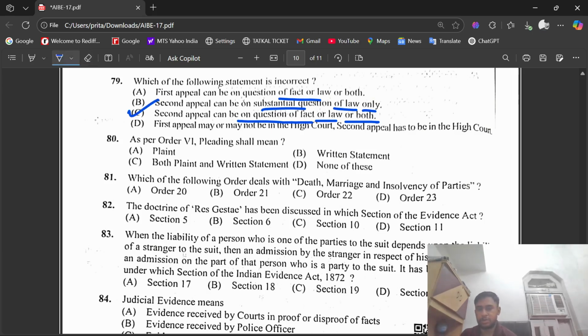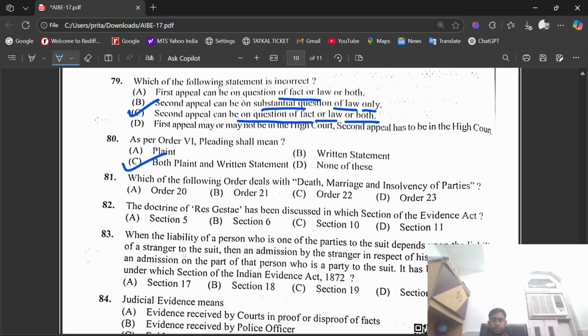The next question is question number 80. As per Order 6, pleading shall mean: option A, plaint; option B, written statement; option C, both plaint and written statement; option D, none of these. The right option is option C, that is, plaint and written statement, and both will be known jointly as pleading. We will see this in Order 6 of CPC.